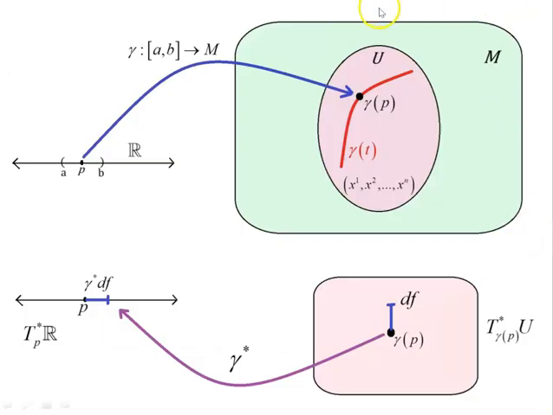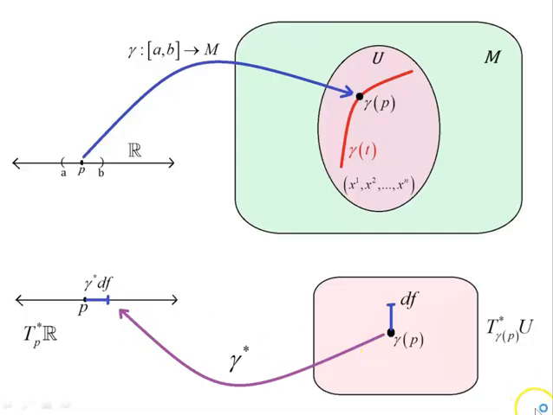So again, here's our manifold. Here's a point P on the interval AB, which is mapped to U in M, our local coordinate chart. At that point P, we have the map gamma of P. Now at that point, we have the cotangent space to U at the point gamma of P, and we have our one form df. We're going to pull that back under gamma, and the pullback of df under gamma is this one form over here.